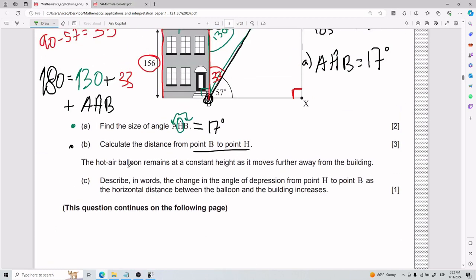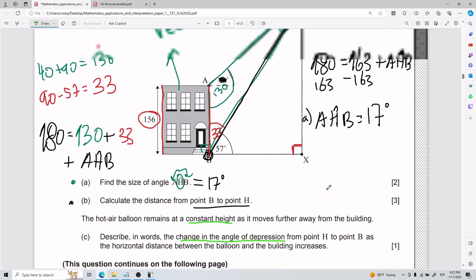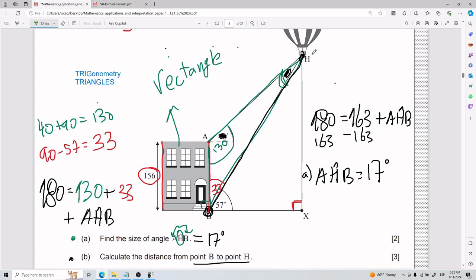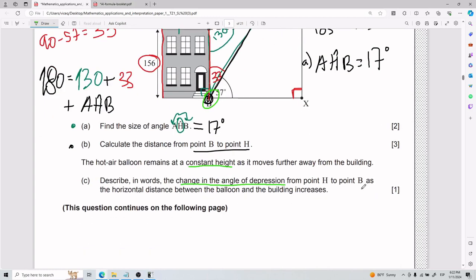Then they tell us that the hot air balloon remains at a constant height as it moves further away from the building. Describe in words the change in angle of depression from point H to point B, as the horizontal distance between the balloon and the building increases. First things first, when they tell us it's a constant height, that means it is going to be the same height, okay?